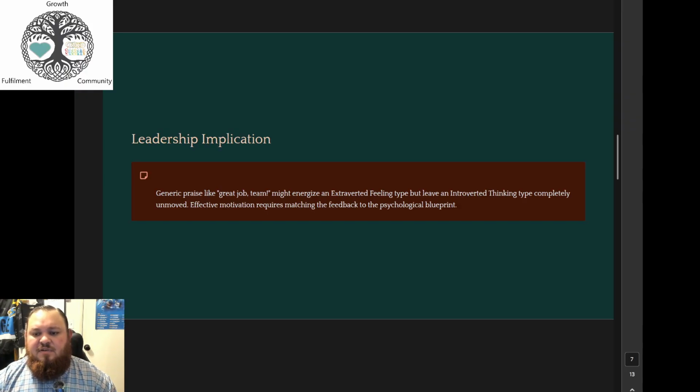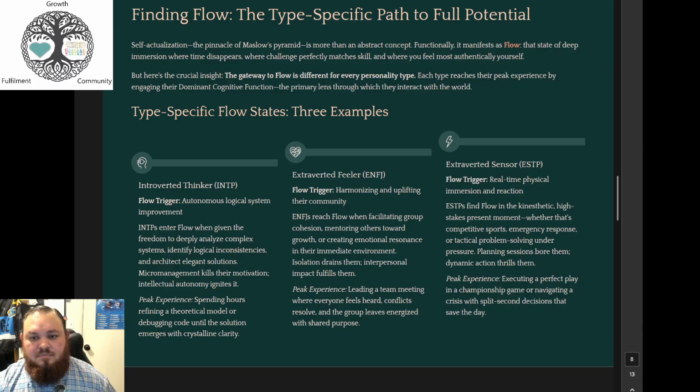So this is why effective motivation requires matching the feedback to the psychological blueprint. So knowing your team and the way that you approach them, you do it independently for the person and not create a cookie cutter approach to it. So find out who your team is and adjust in a way that they'll receive it best. So here, finding the flow. Finding the flow is another way of identifying self-actualization. By finding the flow, time will disappear, your challenge versus your skills will meet, and you'll feel your authentic self. And here we have some examples of them.